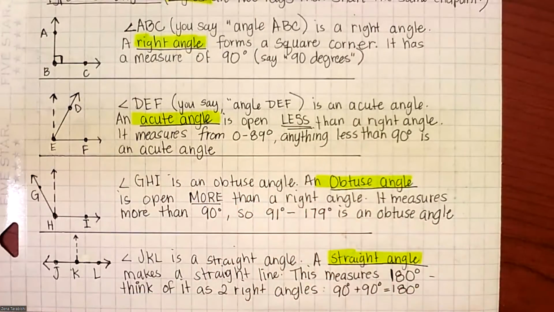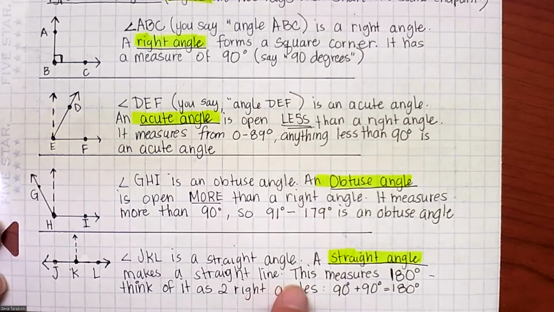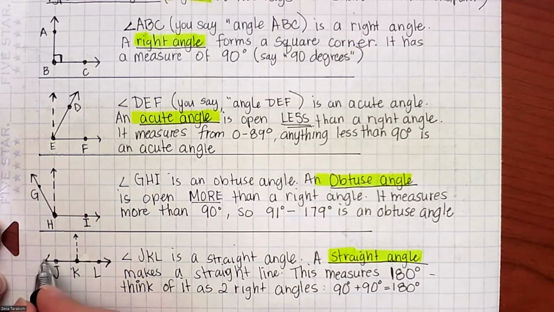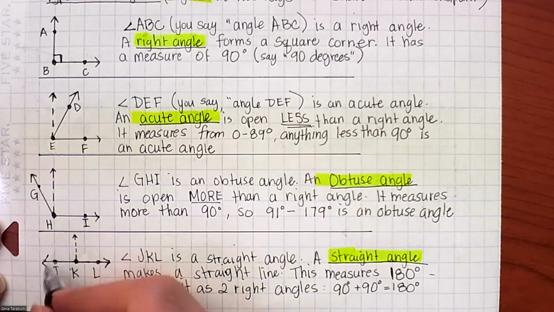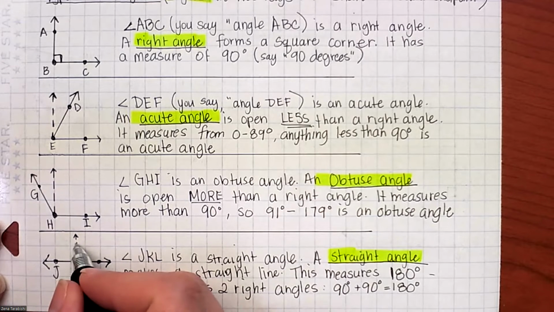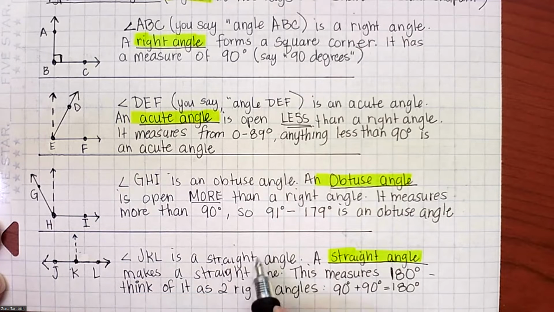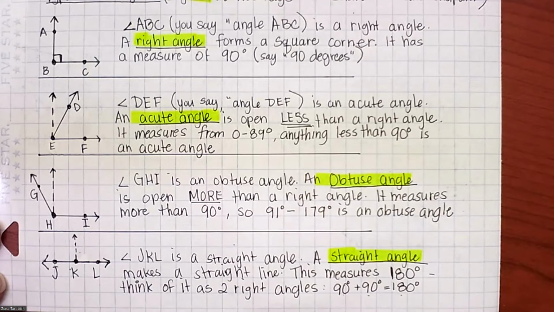And last, we have what we call a straight angle. Now, a straight angle makes a straight line that measures 180 degrees. Now, here you have to look at this as two rays. So this is a ray that's going this way and a ray that's going that way. So if I measured to go from here to here, that's a right angle, that's 90 degrees. And then from there down to there is another 90 degrees. So think of it as two right angles that are standing back to back. 90 plus 90 is 180. That's how you know the measure of a straight angle.